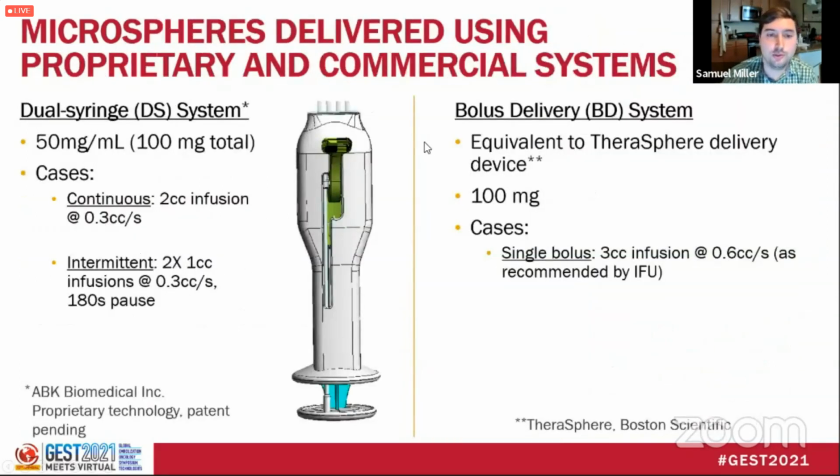Microsphere delivery was compared between 2 delivery systems: a proprietary dual syringe system shown on the left, and a commercially available bolus delivery system that is equivalent to the TheraSphere delivery device. For both devices, a total of approximately 100 milligrams of microspheres was delivered. The dual syringe system used 2 syringes actuated in parallel to deliver a continuous concentration of about 50 milligrams per milliliter throughout the administration.